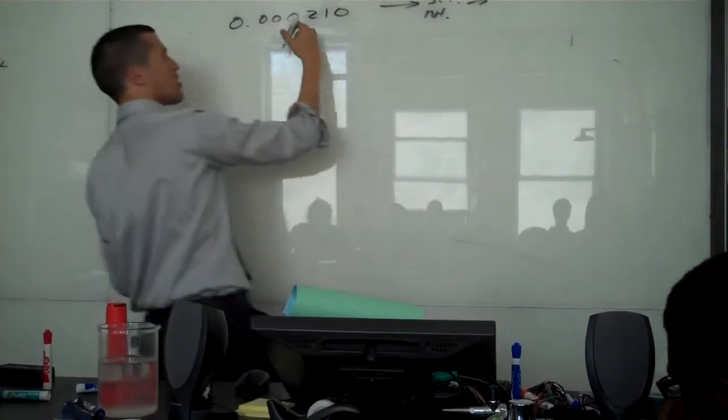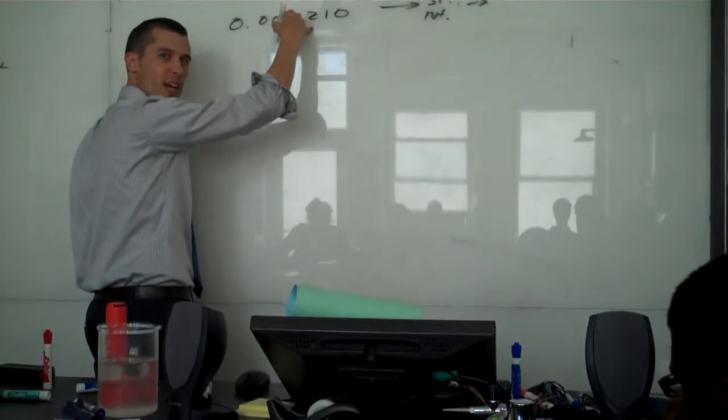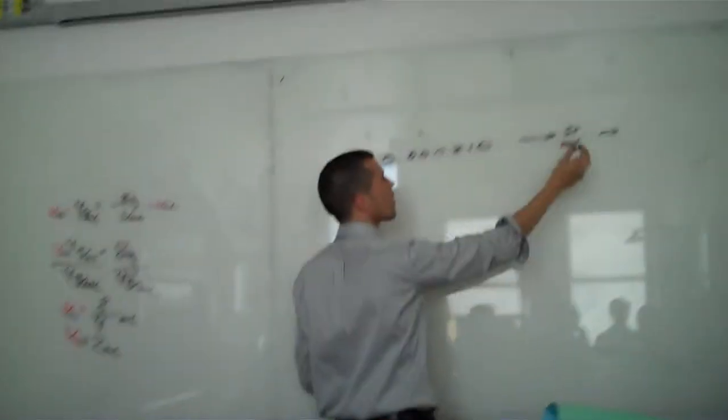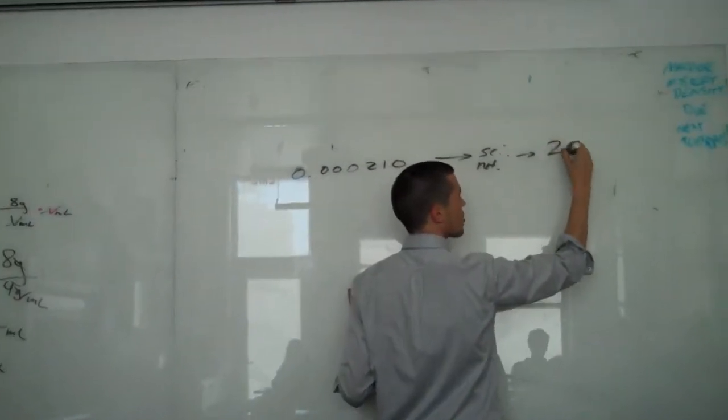You go to the first non-zero number. Is this all getting recorded? I'll hold it down. Okay? What is this for? Scientific notation. So this is going to be 2.10.